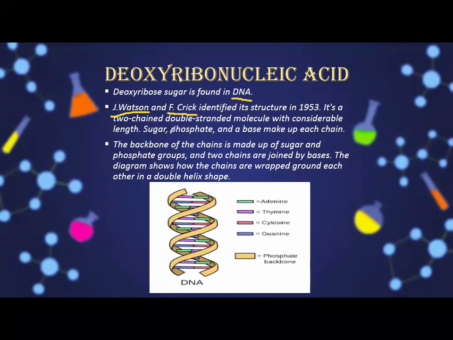It's a two-chain double-stranded molecule of considerable length. Sugar, phosphate, and base make up each chain. The backbone of the chain is made up of sugar and phosphate groups, and the two chains are joined by bases. In the diagram, you can see that the green, purple, red, and blue strips are nitrogenous bases, and these nitrogenous bases are attached to the phosphate backbone in yellow color, and these two phosphate backbones are combined together to form a helical structure with the help of nitrogenous bases.